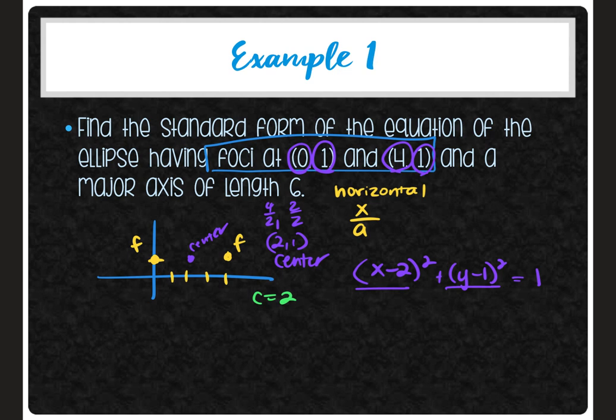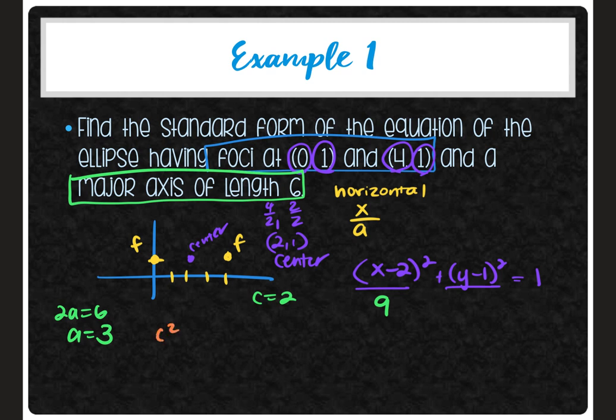Then the second piece of information, it says the major axis length of 6. What does that tell you? 2A equals 6. Good. And if 2A equals 6, then A equals 3. So now I have a denominator to go under the x because it would be 3 squared, which is 9. And again, it will always give you enough information to get 2 of the a, b, c, and then you will use the formula c squared equals a squared minus b squared to get the third piece.